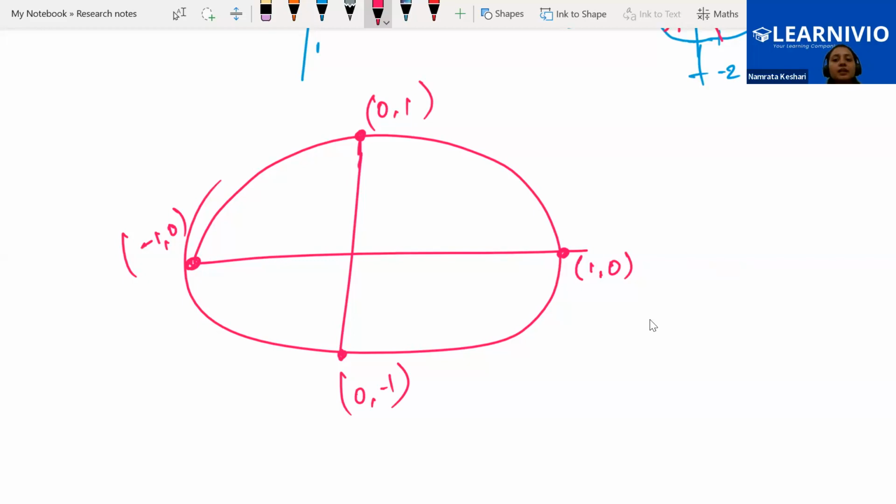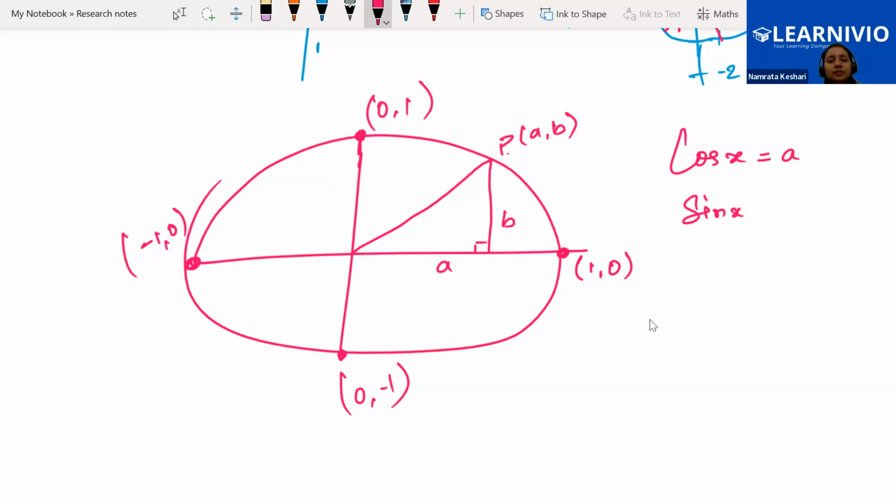Now again I am explaining. Randomly in this unit circle we have taken a point P. We are saying that the coordinate of P is (A, B). Then we realize that A, B means this much is B and this much is A. Then we found that this is a right angle triangle because we have dropped the perpendicular. Now it's a right angle triangle, so we can talk about cos theta, sin theta. There we found that cos x is A by 1, that means A, and sin x is B.